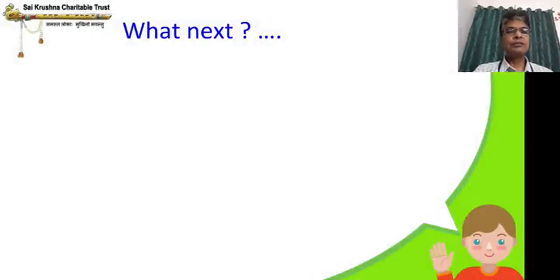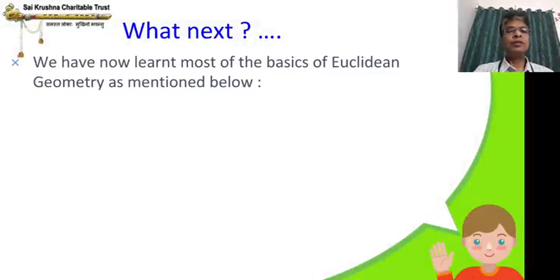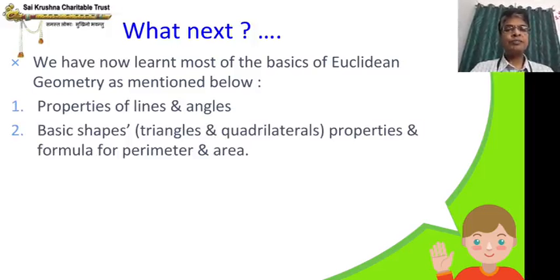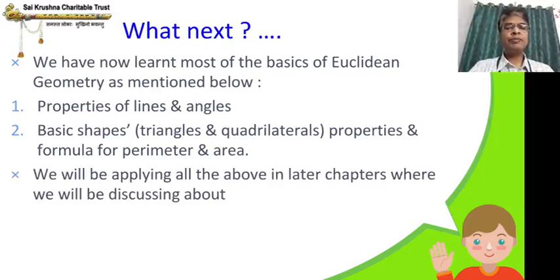So, what next? We have now learnt most of the basics of Euclidean geometry as mentioned below. Again, I am summarizing right from the beginning, excluding Euclid's definitions, axioms and theorems. Other things I have listed below. We started with properties of lines and angles. We then saw the basic shapes, triangles and quadrilaterals, their properties and formulas for perimeter and area. That is what we saw in this chapter.